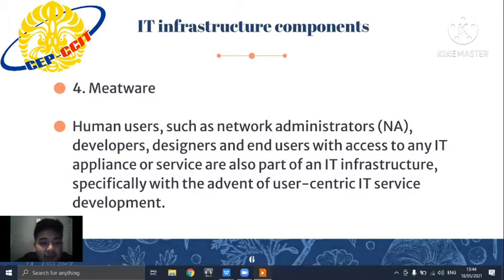Next is middleware. Middleware is human users, such as network administrators or NA, developers, designers, and end users with access to any IT device, appliance, or service are also part of an IT infrastructure, specifically with the advent of user-centric IT service development.